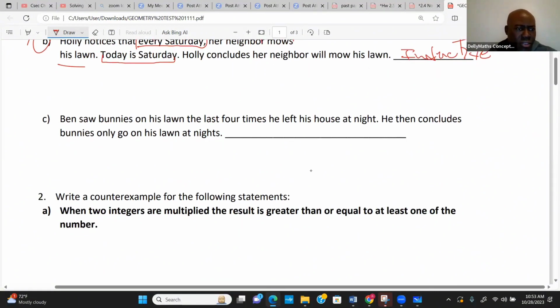Let's take a look at this one. Ben saw bunnies on his lawn the last 4 times he looked. So bunnies on the lawn the last 4 times. We're seeing a pattern here again. He then concludes that bunnies go on his lawn only at night. So he's going to generalize, specific to general. So this is inductive as well.